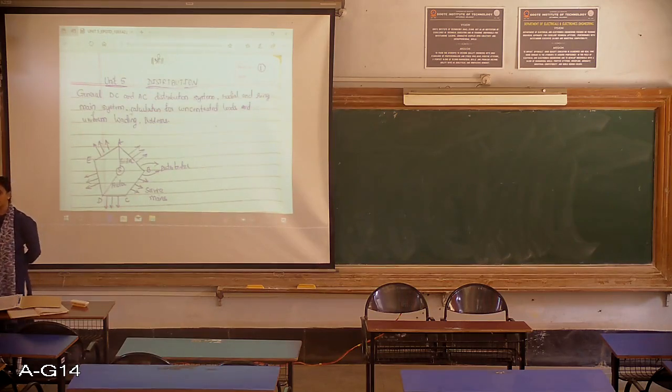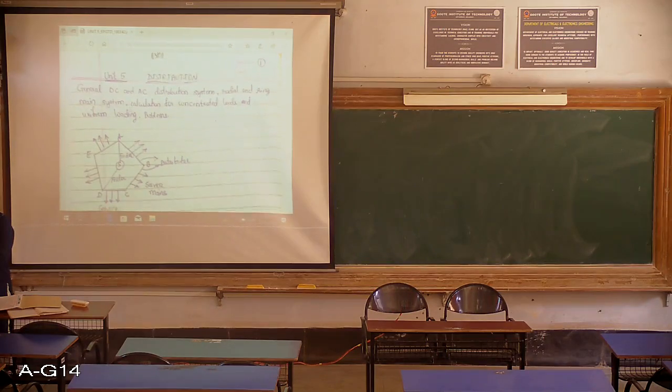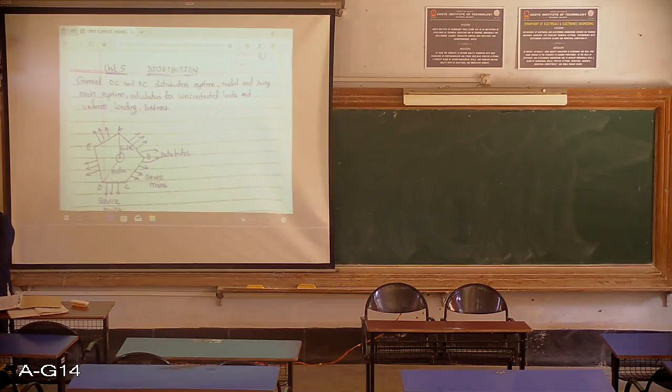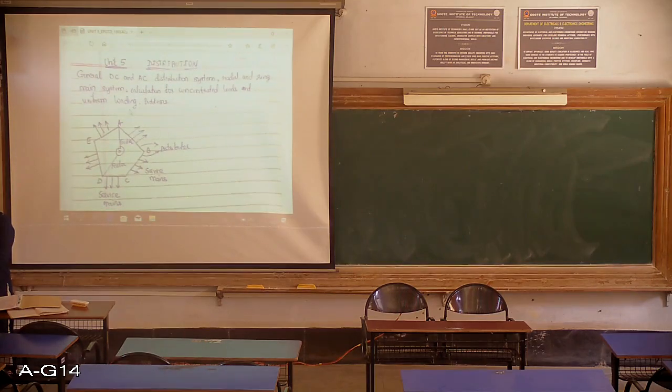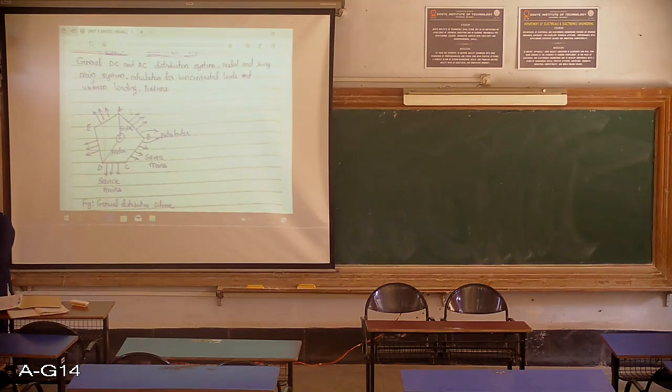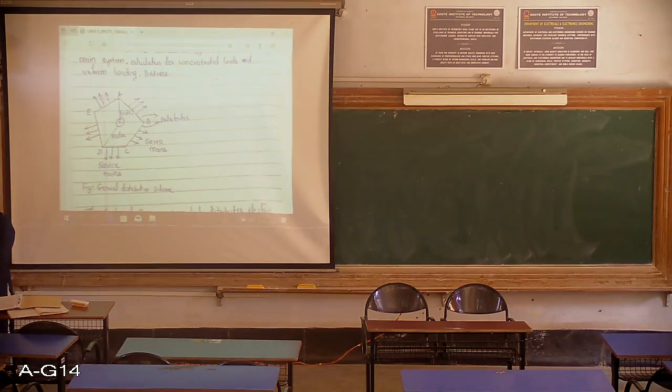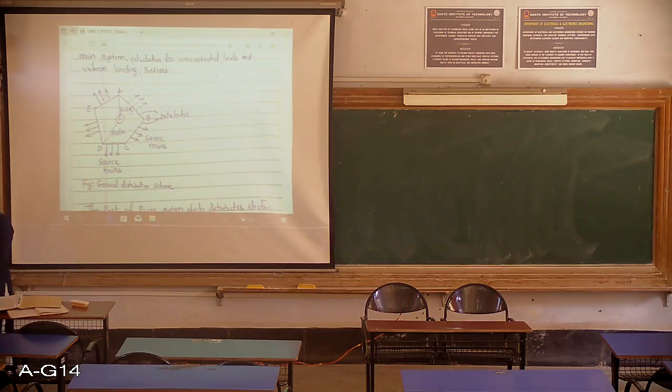Before we switch on to the types and varieties, we have to understand the basic distribution system here. So please pay attention to the PPT. Here we are going to cover what the general AC and DC system is, what is meant by radial and ring main system, then the various calculations for concentrated loads and uniform loading, and we are going to see a few problems.